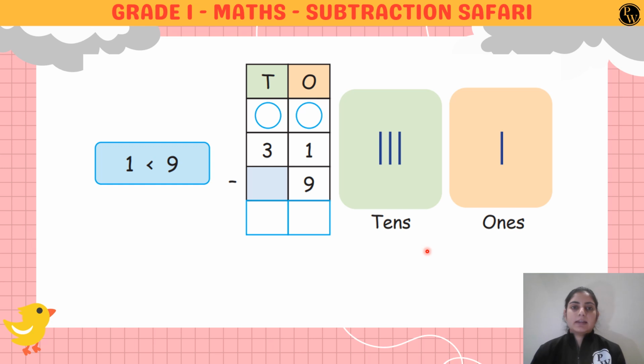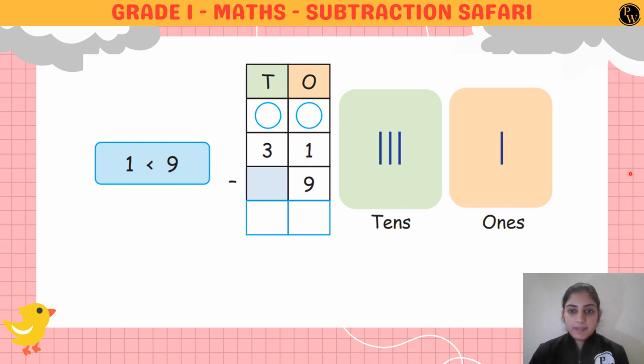To understand it, first check the digit at the ones place of both the numbers. That is 1 and 9. As 1 is less than 9, we need to borrow 1 from the tens place. What is at our tens place? That is 3. So what we are going to do? We are going to borrow 1 from here to here.